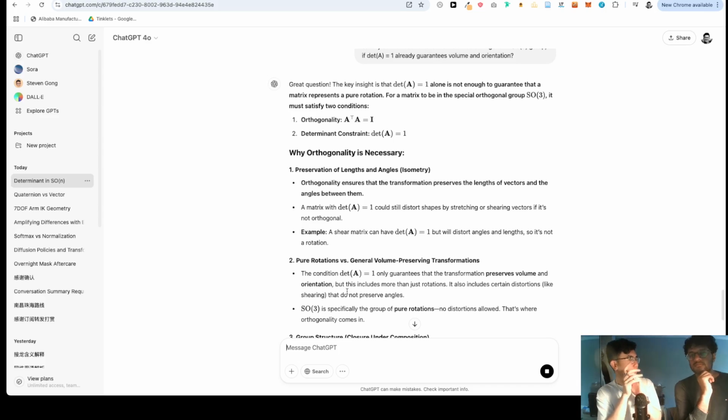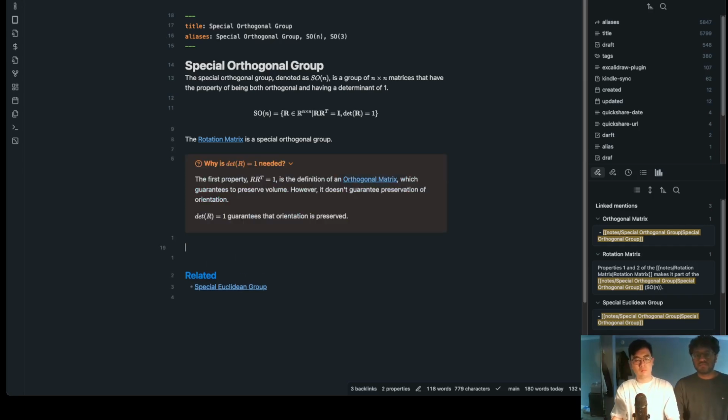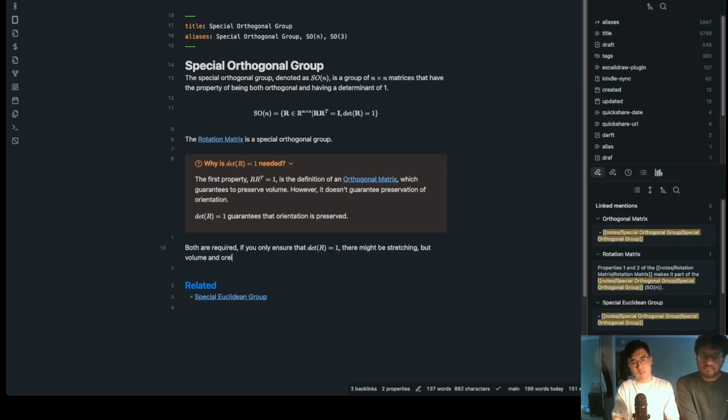I guess the volume could be the same and the orientation could be the same, but it could be a different shape. Like a shear matrix, if you have a square and you stretch it out, that's not good either. Stretching, but the volume condition holds.